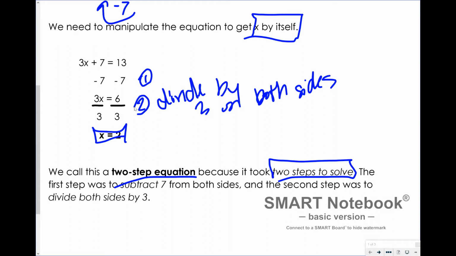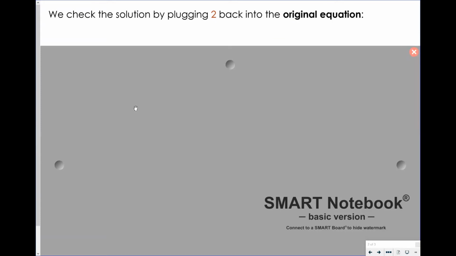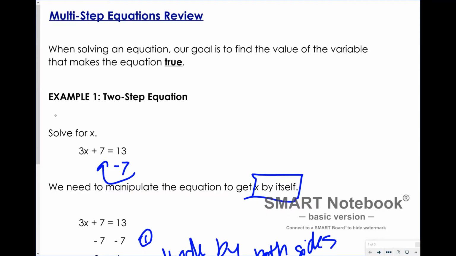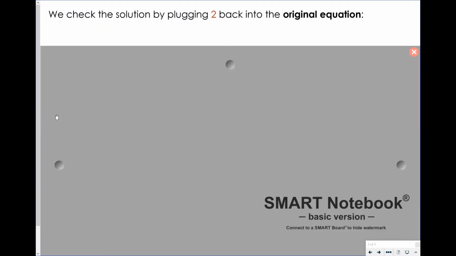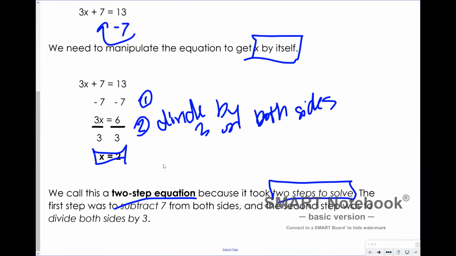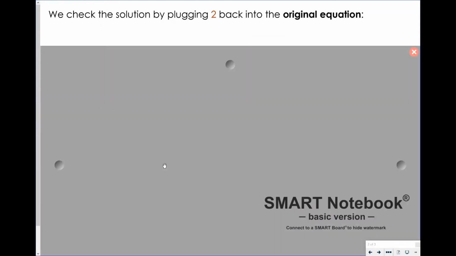Okay, so let's move on. Let's go to what we have next. As you can see up here, we are referring back to this equation, 3x plus 7 equals 13, because we're going to have to check our work to see that we did it correctly. If not, then we did something wrong. So let's check and make sure. We check the solutions by plugging in 2, because that was our answer. That was our answer, wasn't it? Yes. So we have to plug 2 back into the original equation, which was 3x plus 7 equals 13.